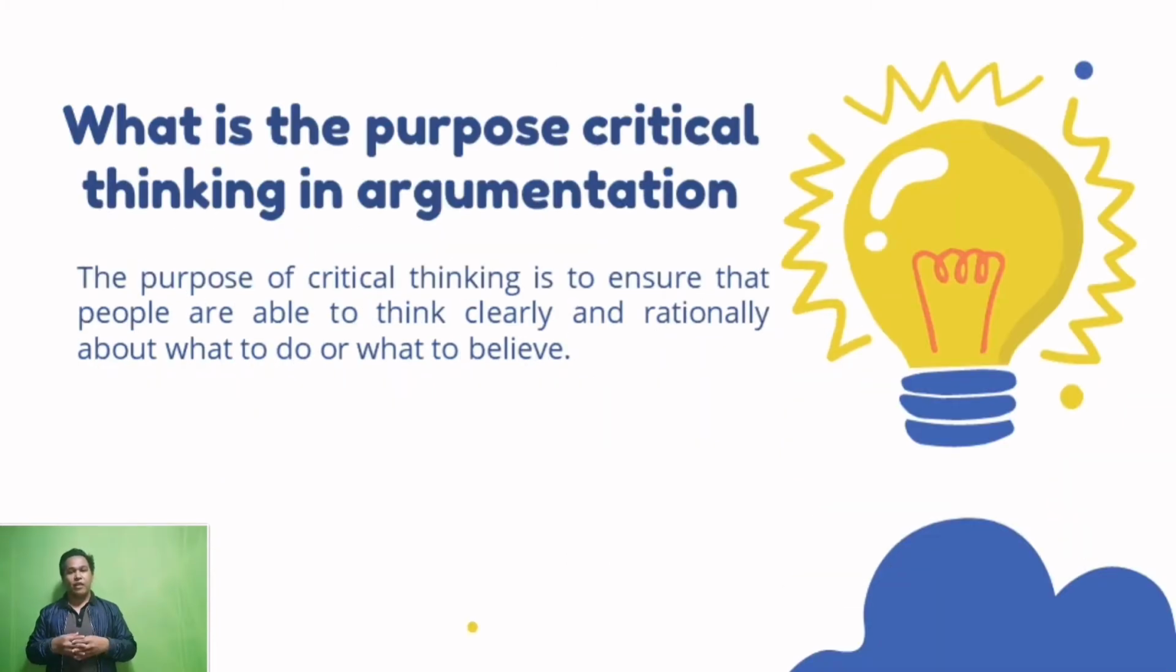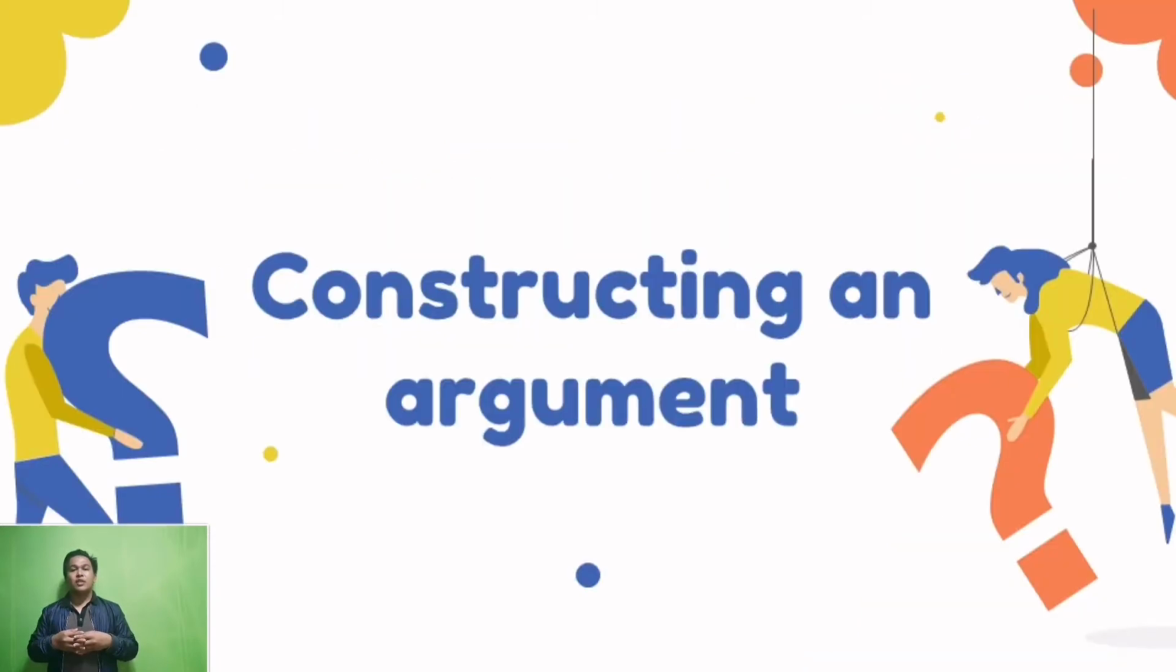Let us proceed now to the second question. What is the purpose of critical thinking? So basically, the purpose of critical thinking is to ensure that people are able to think rationally about what to do or what to believe. As an explanation, critical thinking is the core academic skill that teaches us to reflect and question the knowledge and information. At this moment, let us discuss constructing an argument.